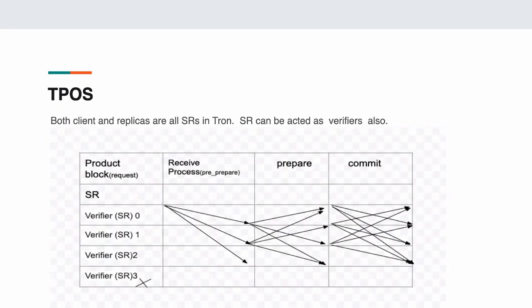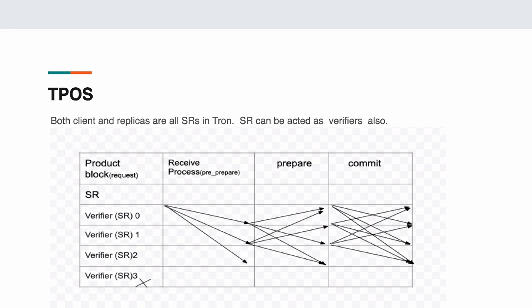On TRON, it's a little bit different. We just have 3 stages. For the SR, once the SR finishes producing a block, they just broadcast it, and then a lot of SRs in the network will receive it. Okay, I will give you detail on the next slide.